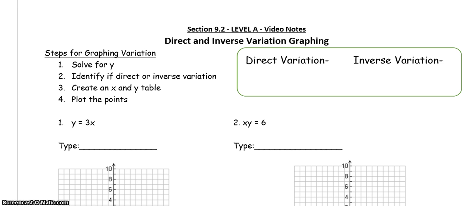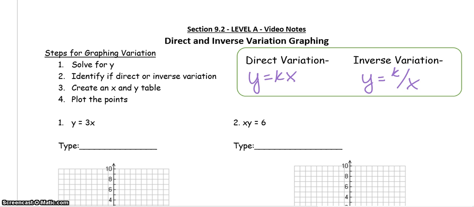As a reminder, if we're talking about direct variation, the equation is y equals k times x. And remember, k is just a number, it could be any number. If we're talking about inverse variation, we're talking about y equals k over x. And again, k is just a number.